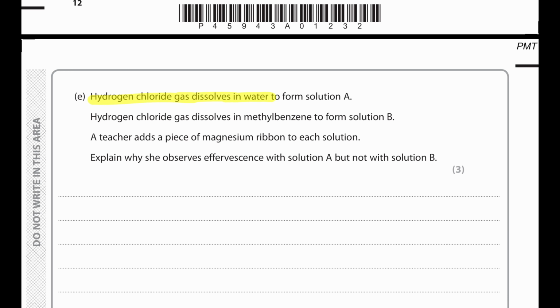Hydrogen chloride gas dissolves in water to form solution A. Hydrogen chloride gas dissolves in methyl benzene to form solution B. Our teacher adds a piece of magnesium ribbon to each solution. Explain why she observes effervescence with solution A but not with solution B.